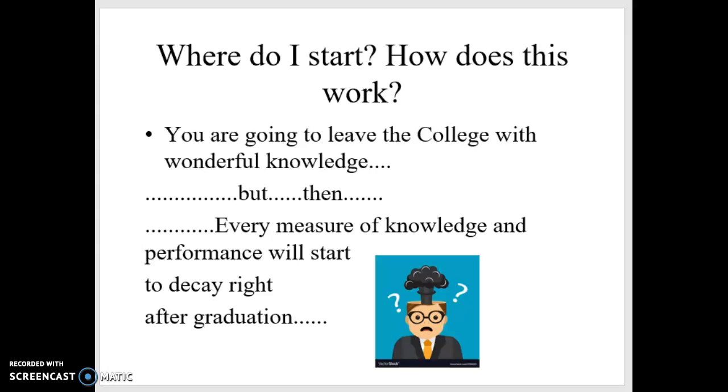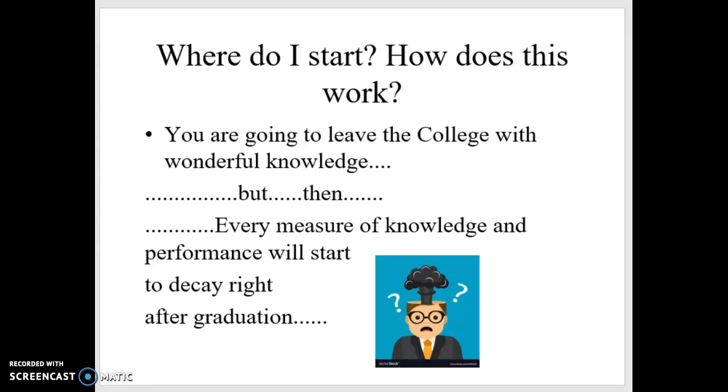So where do we start? How does this work? Well, you're going to leave the college with some wonderful knowledge, but then every measure of knowledge and performance will start to decay right after graduation. You will hear your faculty say, as soon as you graduate, go take your state boards. That's because we know that the greatest success potential is going to occur as soon as you can possibly take it after you graduate.